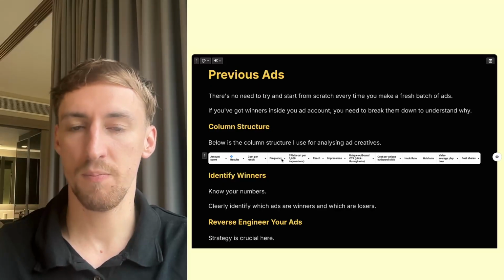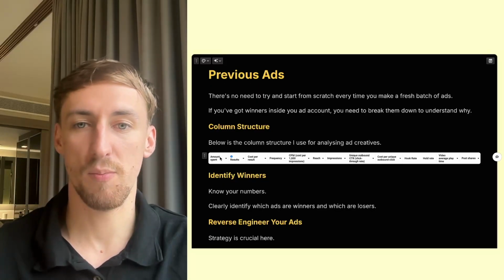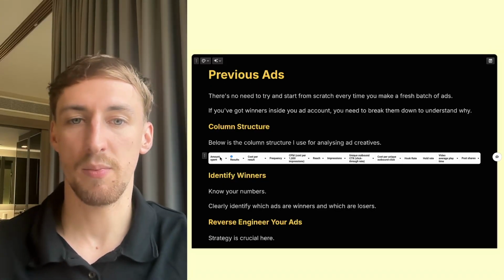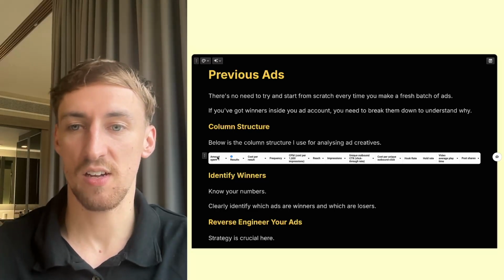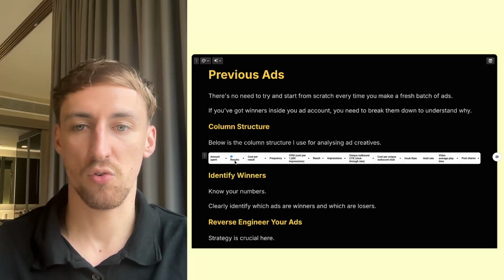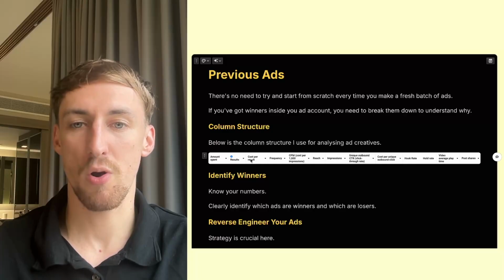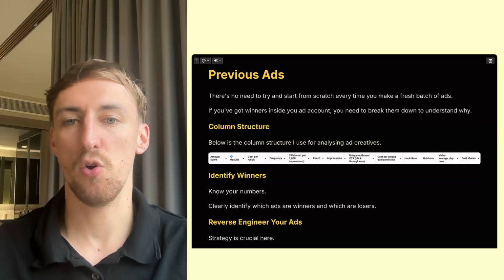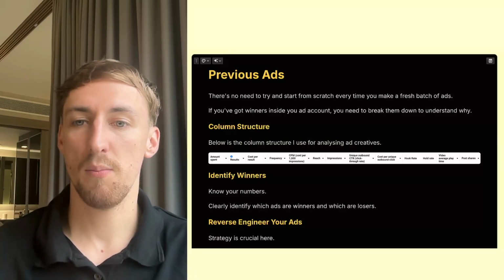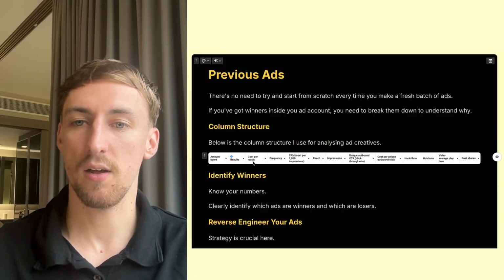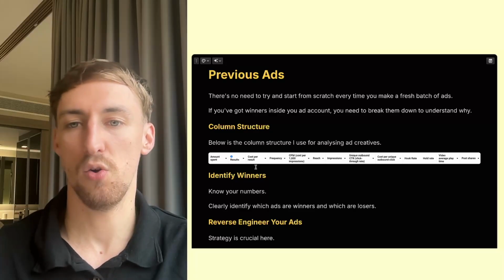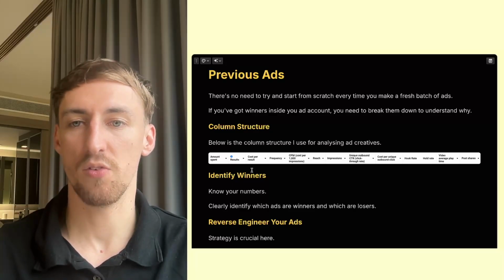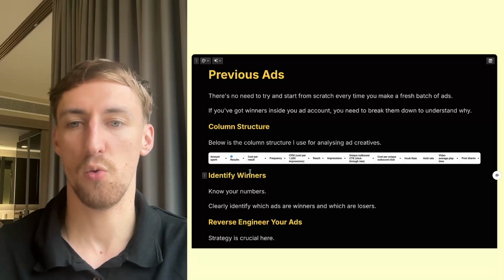Now, it's super important that you have all the information you need, but the biggest thing that you're going to be looking at when analyzing your previous ads is amount spent, results, cost per results, potentially ROAS, depending on what you're optimizing for. And all these soft metrics really help with iterations and understanding why the ad worked. But these 3 on the left right here are going to help you understand if it's a winner or not. So that's the first step that you want to do. Make sure you've got your column structure set up, and then you can go ahead and identify winners.